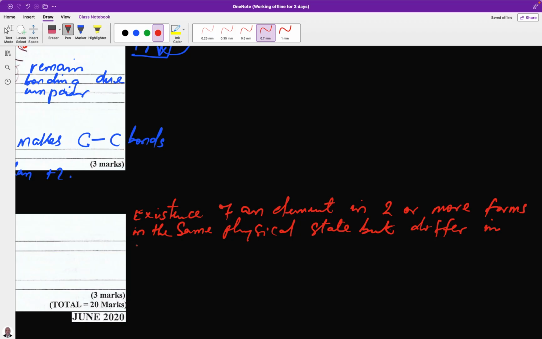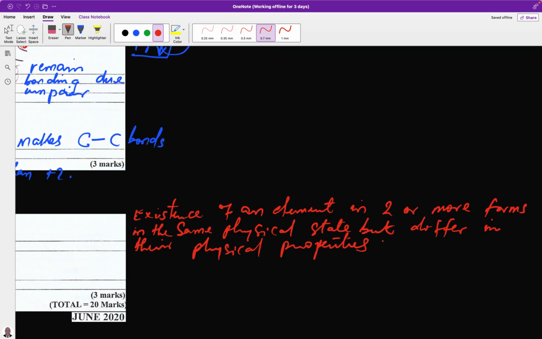Differ in their physical properties, although they will have the same chemical properties. So I can say allotropy is the existence of an element in two or more forms in the same physical state, that is a solid, but differ in their physical properties.